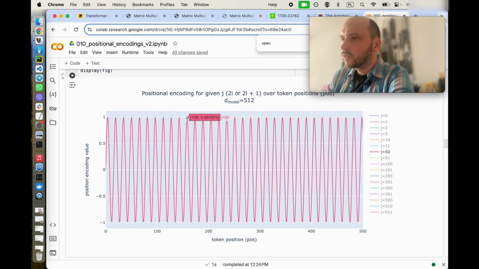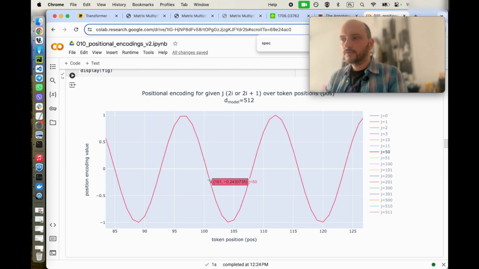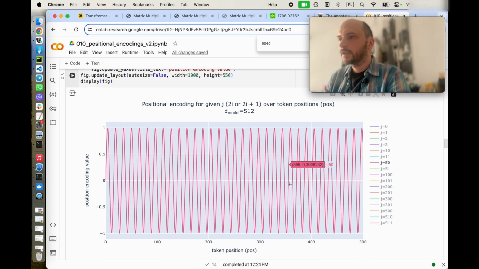Let me show you this thing. What this graph basically shows is that if we have the encoding at index 50, what will be its value for, let's say, position 100? For position 100, it will be 0.16. And what will be its value for the next token? It will be hard to zoom in. Let me show you. Here is for 100, and here is for 101. So for the next token, its value will be a bit smaller, right? So here is 0.16, and here it will be minus 0.24. And for the next token, it will be minus 0.6, etc. So this graph is pivoted like that.